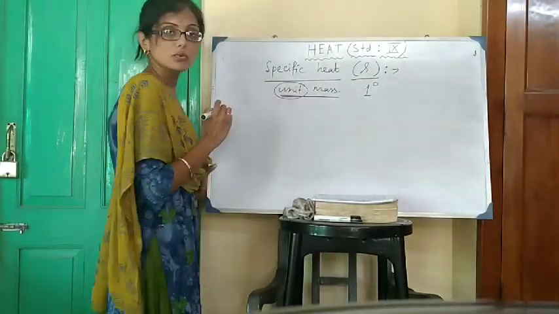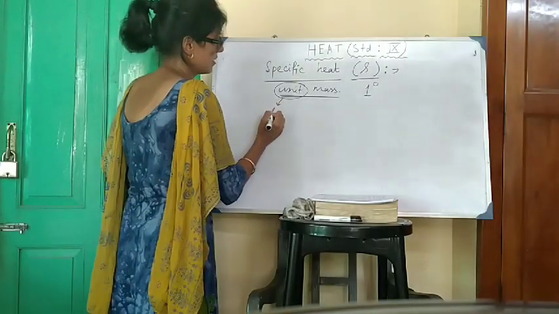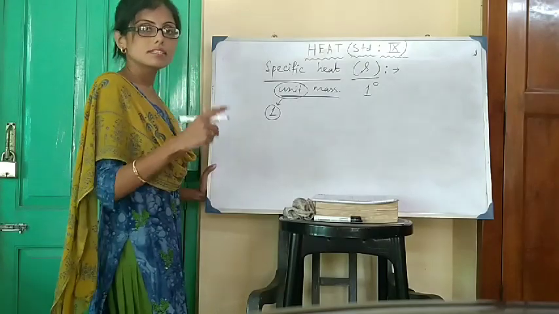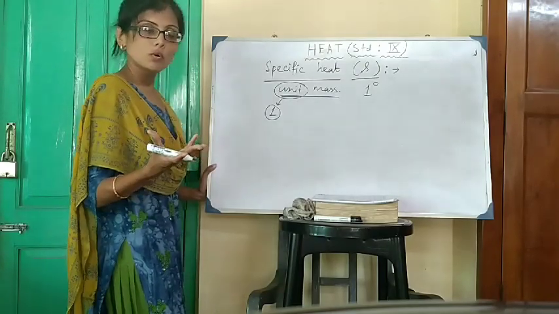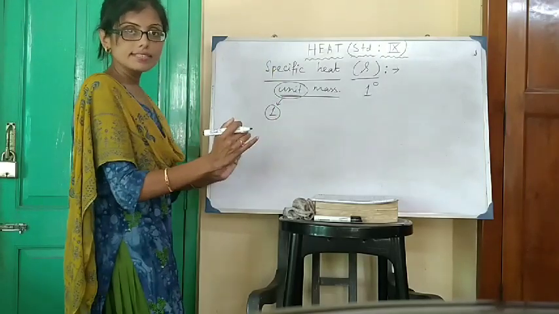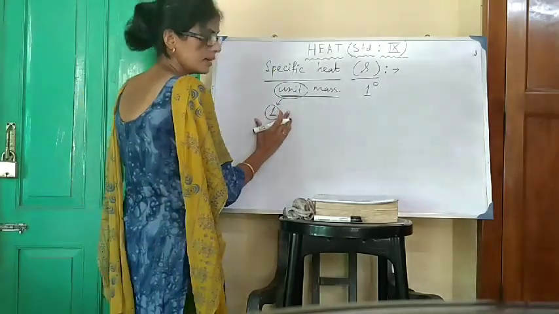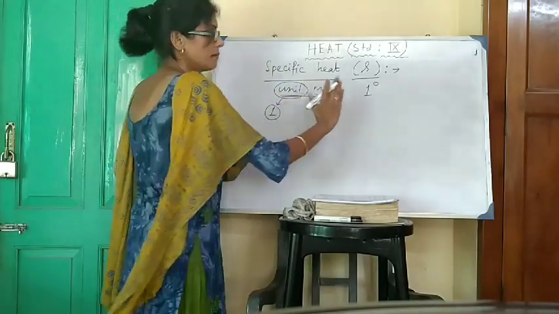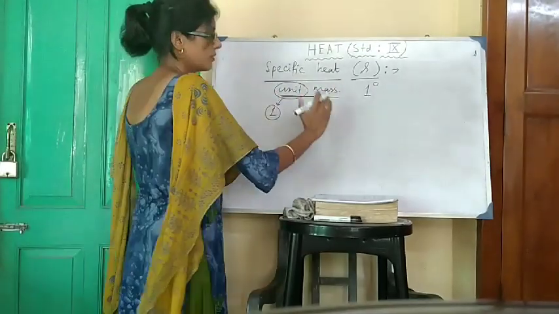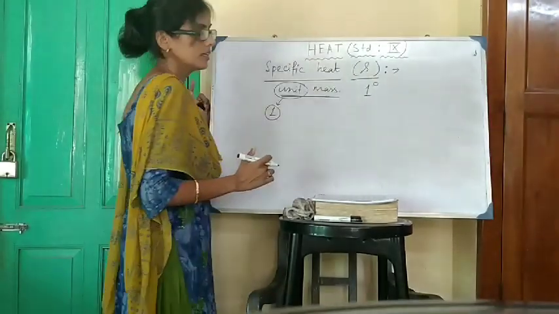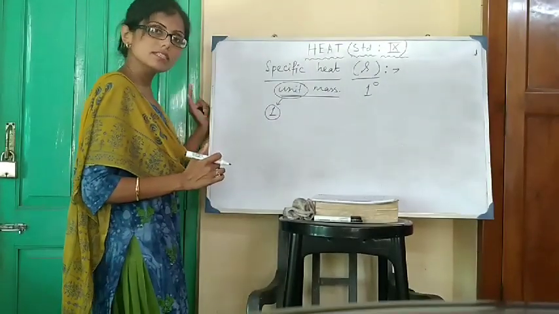You know what a unit is? Unit means the numerical value is 1. In the CGS system it will be 1 gram, in the SI system it will be 1 kg. So the amount of heat required to increase the temperature of unit mass of a substance, 1 gram or 1 kg, by 1 degree, either 1 degree Celsius or 1 Kelvin, is called the specific heat of the substance.